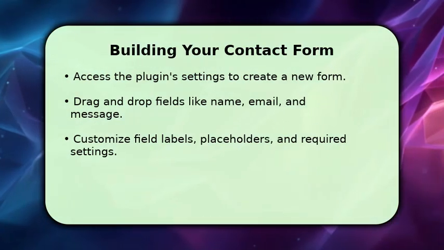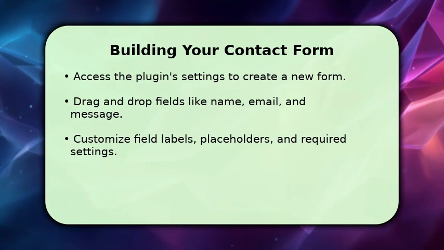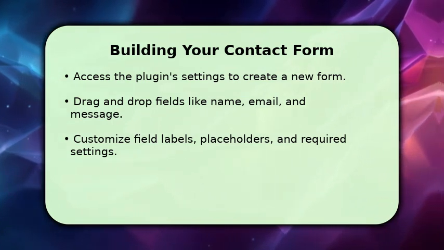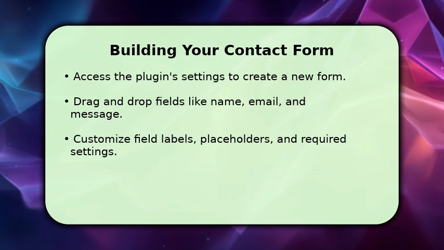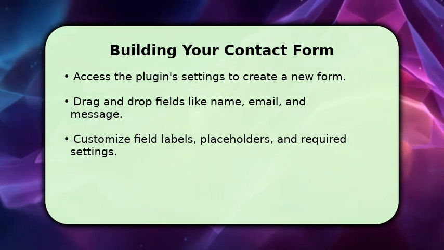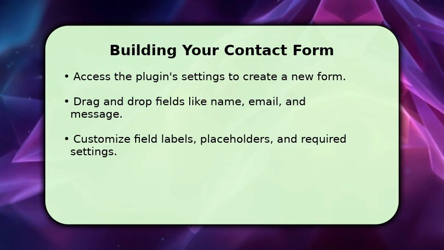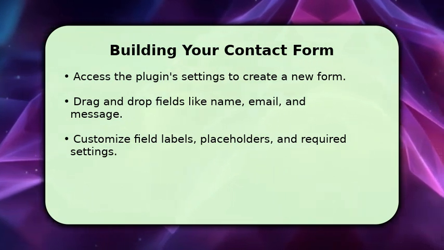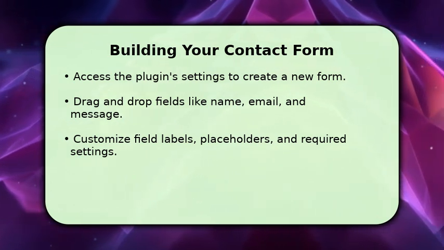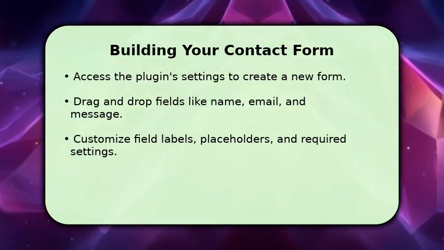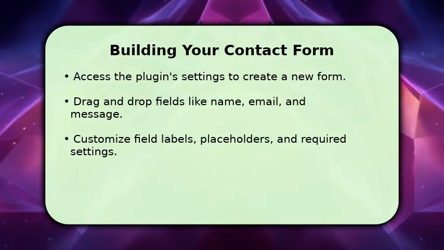Now for the fun part, building your form. Most plugins offer an intuitive interface. Go to the Plugins menu, often labeled Forms or Contact. Click Add New to start. You can typically drag and drop fields like name, email address, and message. Remember to customize labels and mark essential fields as required. Don't forget to set up email notifications so you receive submissions promptly.